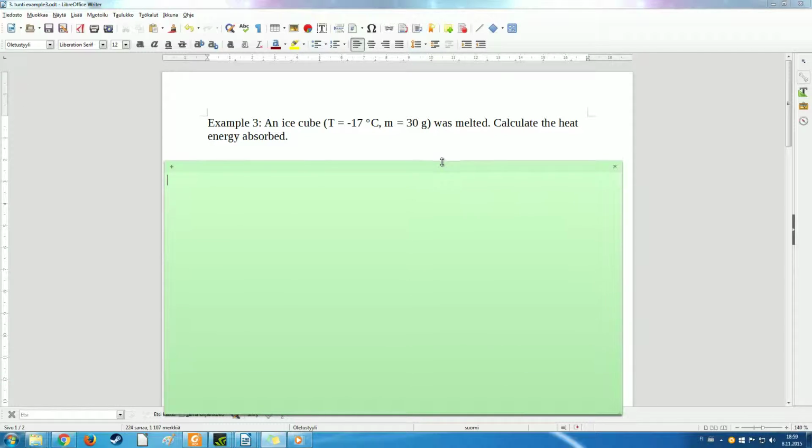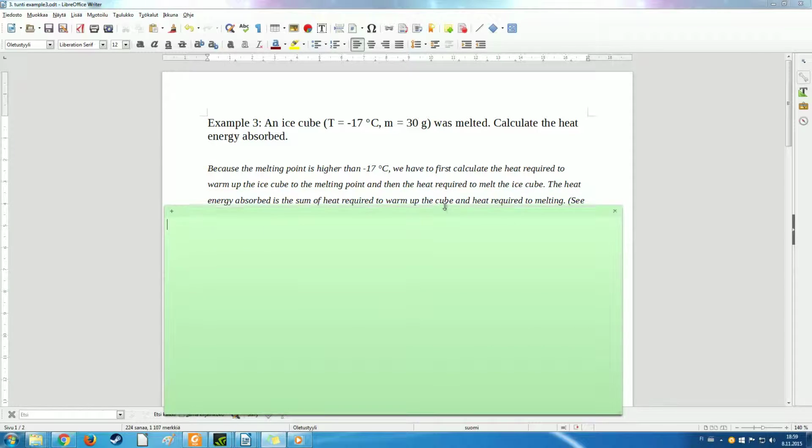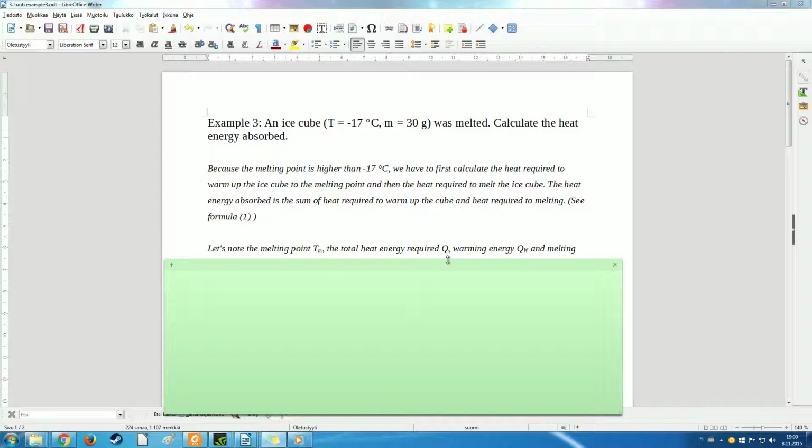The heat energy absorbed is the sum of the heat required to warm up the cube to the melting point and the heat required to melt the ice cube. Let's note the melting point with T with lower index m, total energy required Q, warming energy Q with lower index w, and the melting energy Q with lower index m.